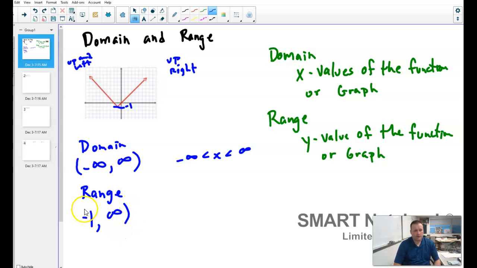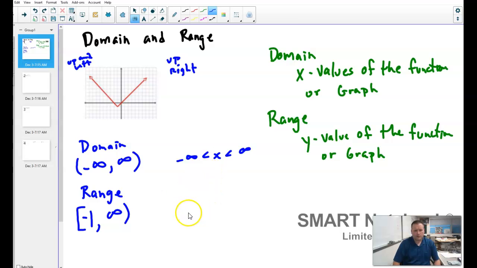So I put my parentheses here. Here's a little bit of a key. If there's no open circle down here, then I'm going to use a bracket. Bracket means that it's equal to -1 down here. So if you look down here, there's no open dot, so that means I'm including -1. That's a bracket when you include. For infinities, we always use parentheses. It's just an idea. We can't ever reach infinity.